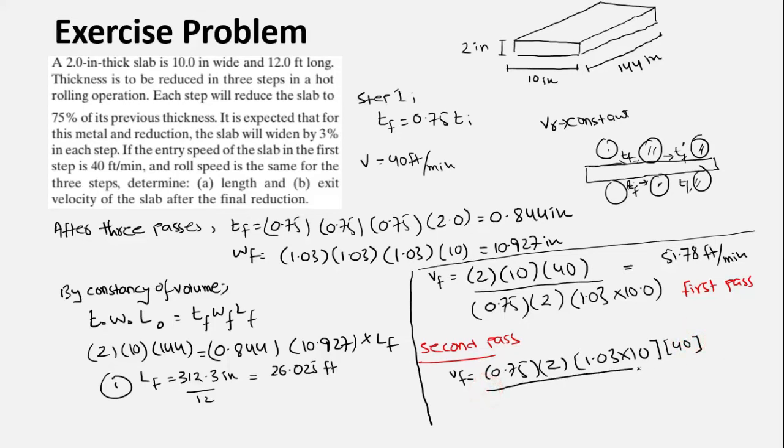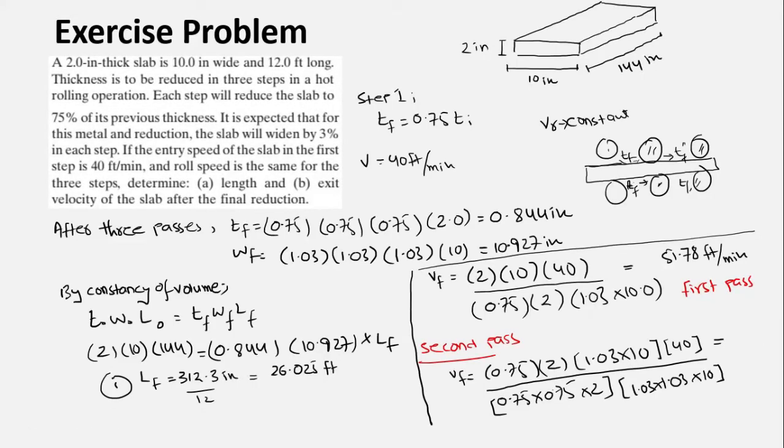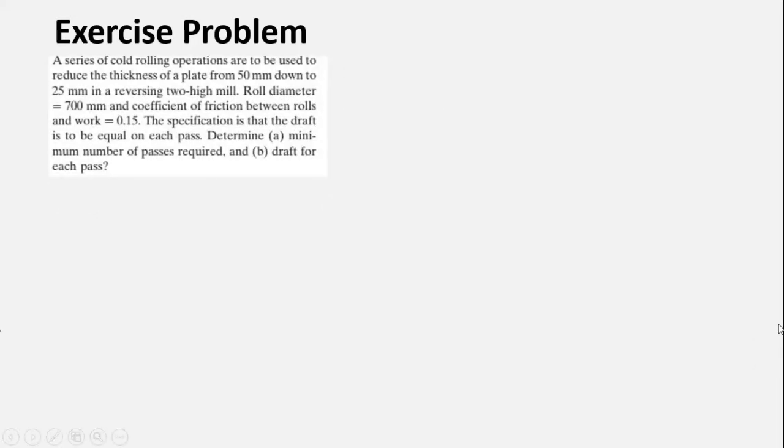Right, this whole is divided by 0.75 into 0.75 into 2. This is the final thickness, into 1.03 into 1.03 into 10. So we will have the value equals to again 51.75 feet per minute. This is for the second pass.